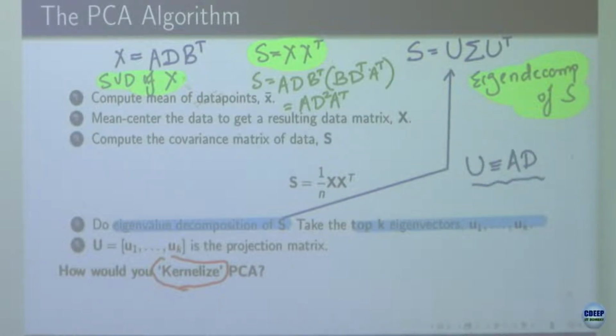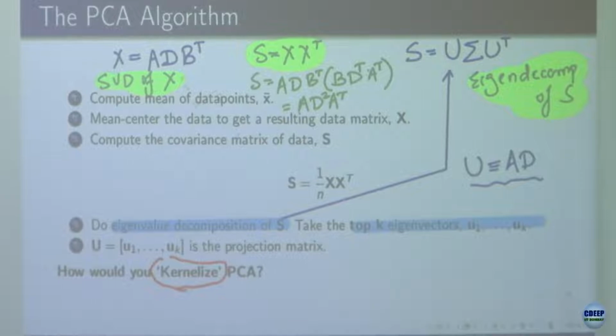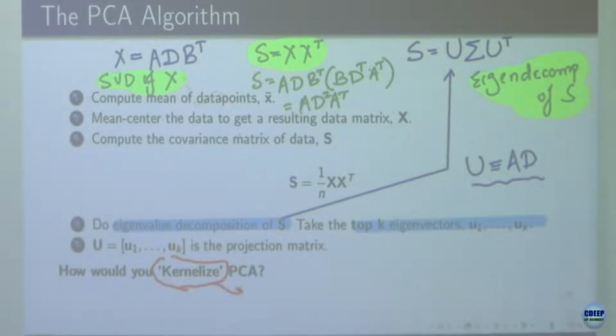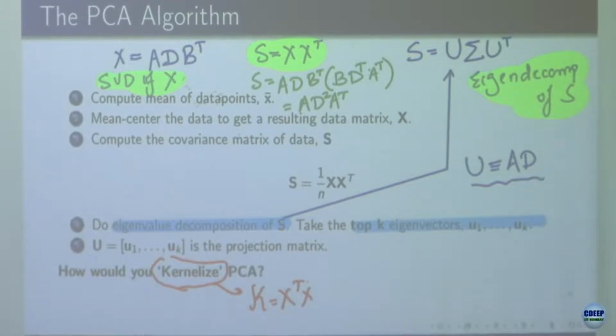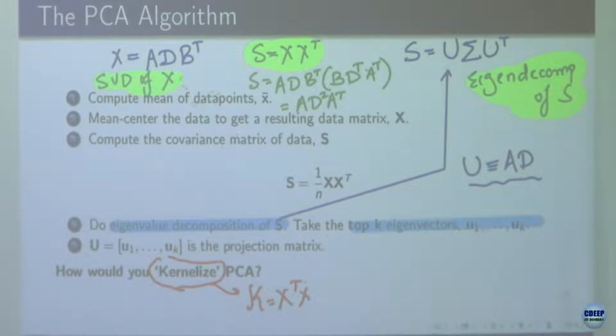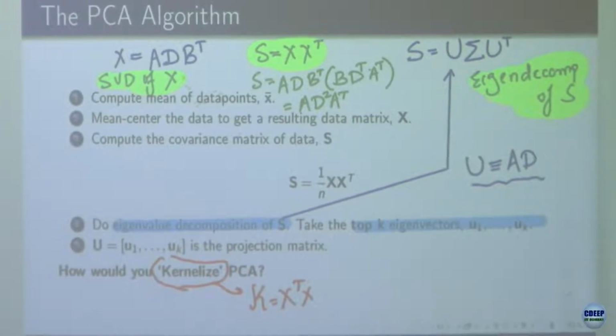Okay. Now what we will do is look at the kernelization. In kernelization, the kernel gram matrix is X transpose X, as some of you rightly pointed out. Now can you expand X transpose X like we did for S equals XX transpose? What is X transpose X? So what do I do with X transpose X?